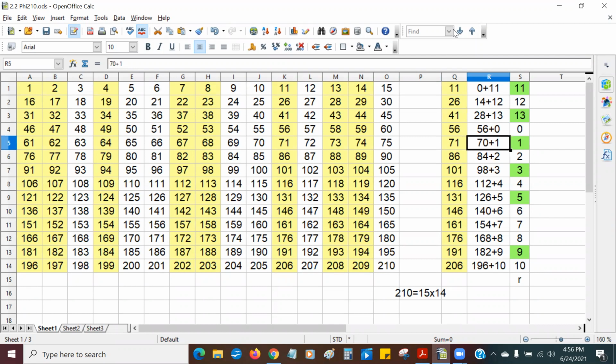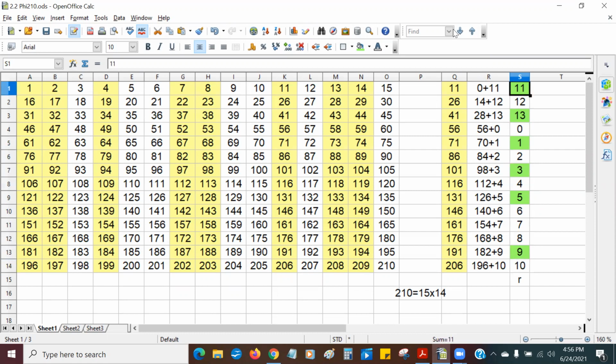Notice I'm writing these as multiples of 14 plus a remainder. 71 is 70 plus 1. 101 is 98 plus 3, a multiple of 14 plus a remainder. Now if I just look at the remainders, they come in a very nice order: 11, 12, 13, 0, 1, 2, 3, 4, 5, 6, 7, 8, 9, 10. So the remainders form all the numbers from 0 to 13.